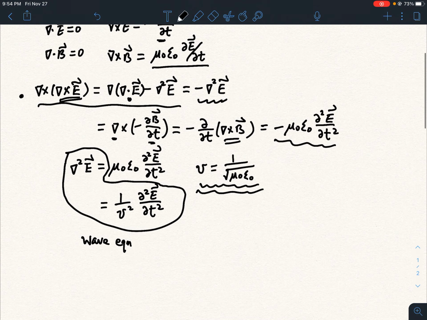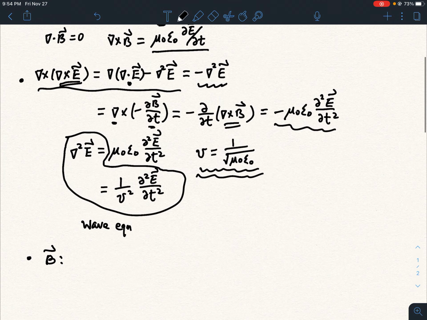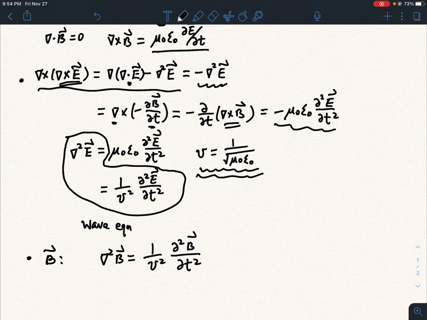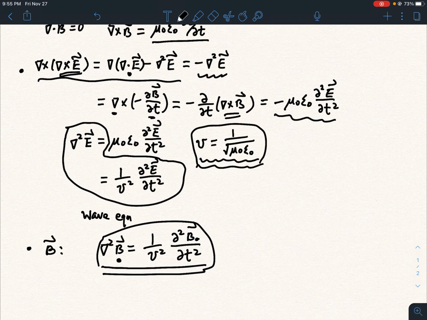We can do exactly the same thing for B. We play with these four equations and also write del cross B, and we find that the equation looks exactly like the one for E. The only difference is that you replace E with B. As I said, both are wave equations, and the wave is propagating with this speed.